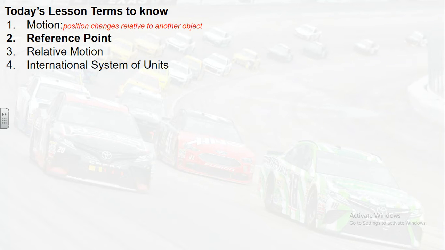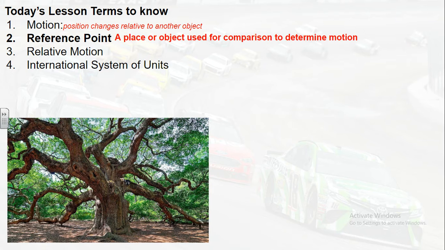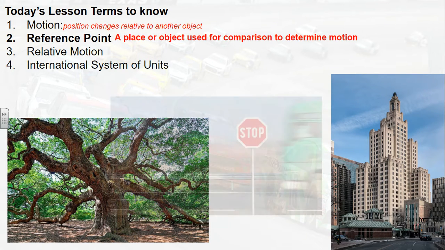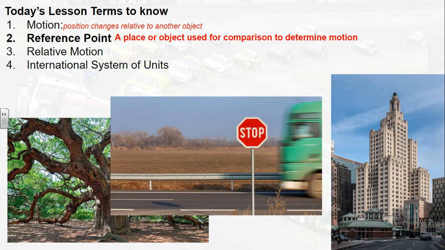A reference point is a place or object used for comparison to determine if something is in motion. The best reference points are things that don't typically move. And here's some examples. A stop sign does not move typically, so it would be a good reference point. Same thing as a tree or a building. Let's watch a video that explains this concept a little bit more.